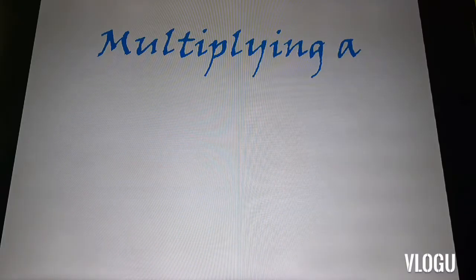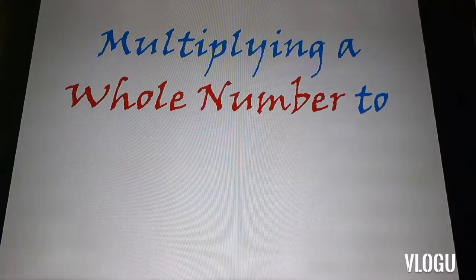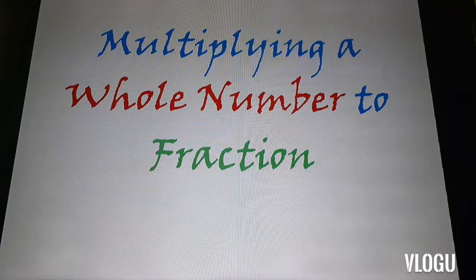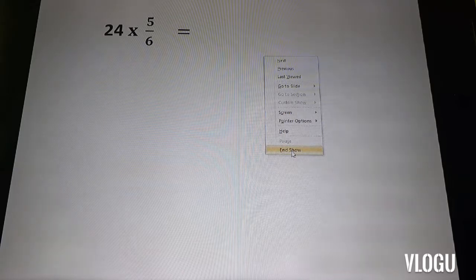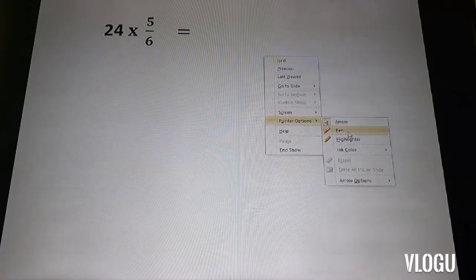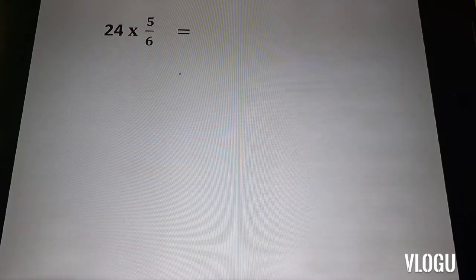Let us talk about fractions, but at this time our focus is how are we going to multiply a whole number to a fraction. Let me give you an example. If I have 24 multiplied by 5 over 6, of course our rule is we will just simply multiply the whole number to the numerator of the given fraction. But before we multiply this, let us first take a look at the two terms if there are some numbers that can be cancelled out.